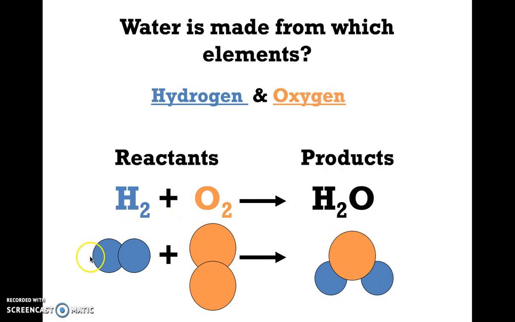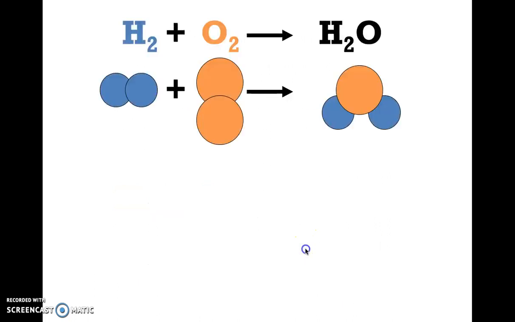Okay, now we need the same number of circles of each color on the left side as we have on the right side. So 2 blue circles, 2 blue circles, 2 orange circles, and I only have 1 orange circle. So what do I do? I need 2 of these. So notice I put this number in front. That is what we call a coefficient. Coefficients are large numbers, okay? They're different than subscripts, and they apply to everything in that compound. So they apply to everything that they follow, unlike subscripts that only apply to the thing they are attached to.